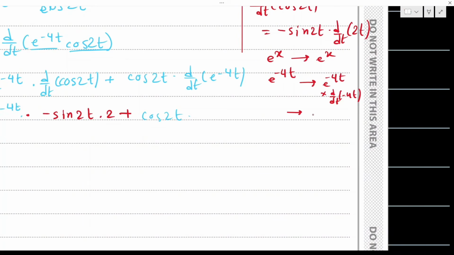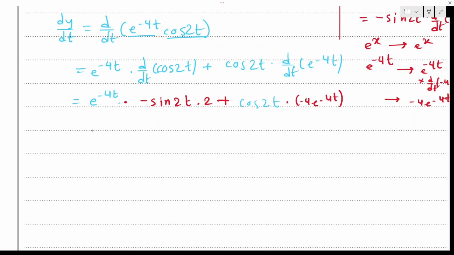Simplifying this, we get minus 4 e to the power of minus 4t. Simplifying our first term, we get minus 2 e to the power of minus 4t sin 2t, and then we have minus 4 e to the power of minus 4t cos 2t.